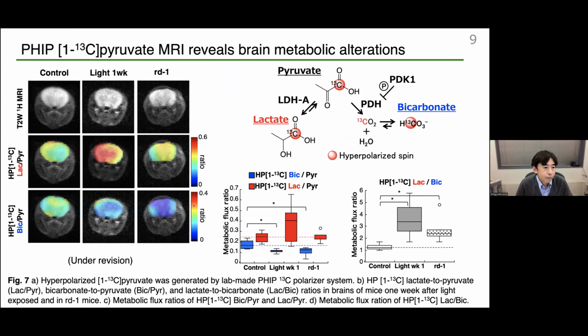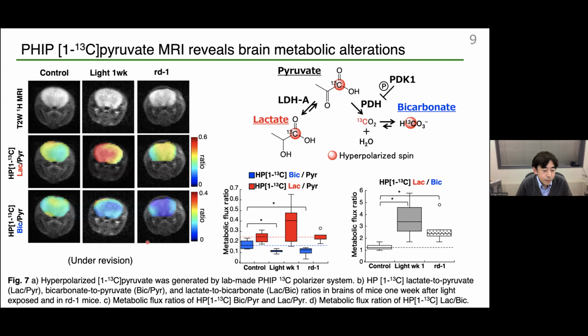Then we applied this hyperpolarized pyruvate MRI imaging to this retinal degeneration model. The carbon-13 level of this pyruvate solution was about 4% at the time of imaging, so it was quite challenging imaging. And this 2D brain chemical shift imaging was obtained about 25 seconds after the pyruvate injection.